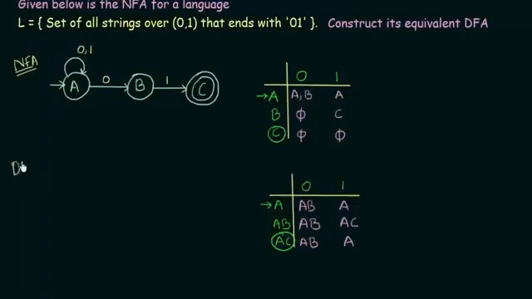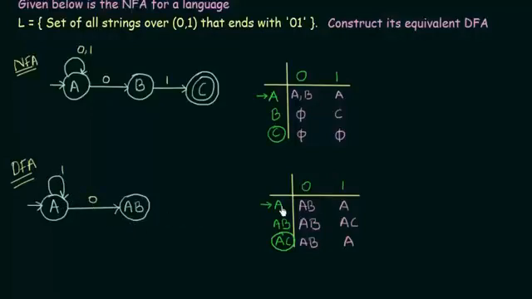Now we will design the transition diagram for the DFA. We start with the starting state, state A. A is my initial state, and A on getting input 0 goes to AB. And A on getting input 1 goes to A itself.